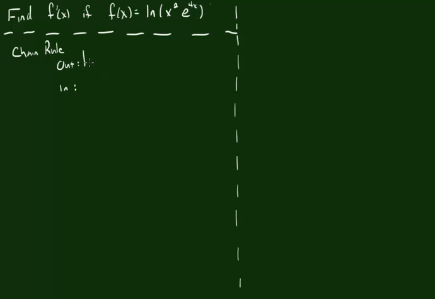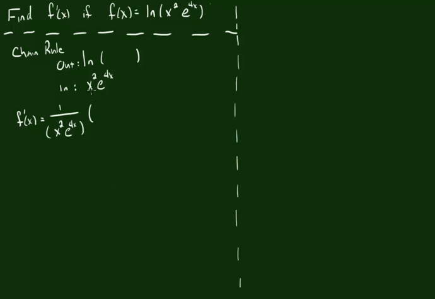So we're going to find first the outside function is the natural log of something. Inside function is x squared e to the 4x. So alright, we're ready to set up our chain rule. Chain rule says the derivative is going to be the derivative of the outside function. So the derivative of natural log of something is 1 over something. So it's derivative of the outside function. We leave the inside function alone. And this is times the derivative of the inside function.